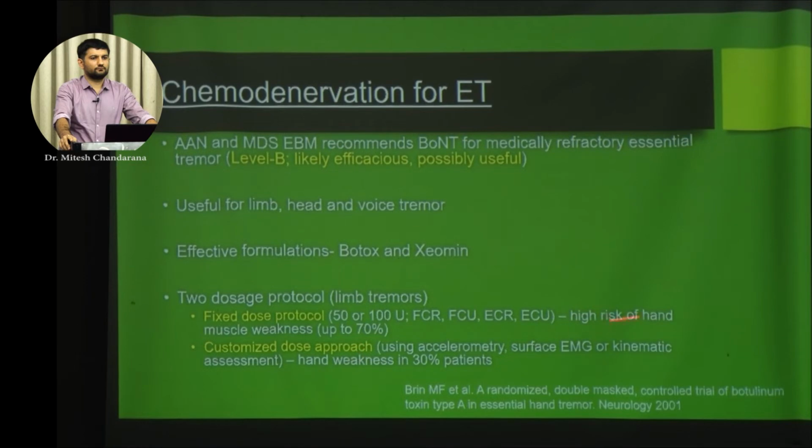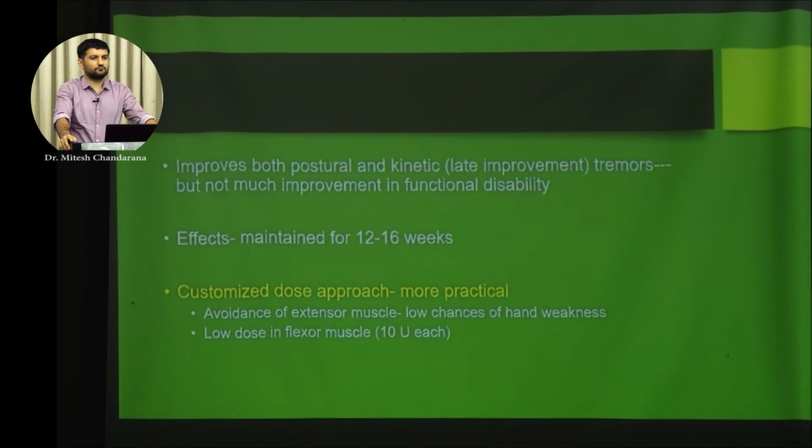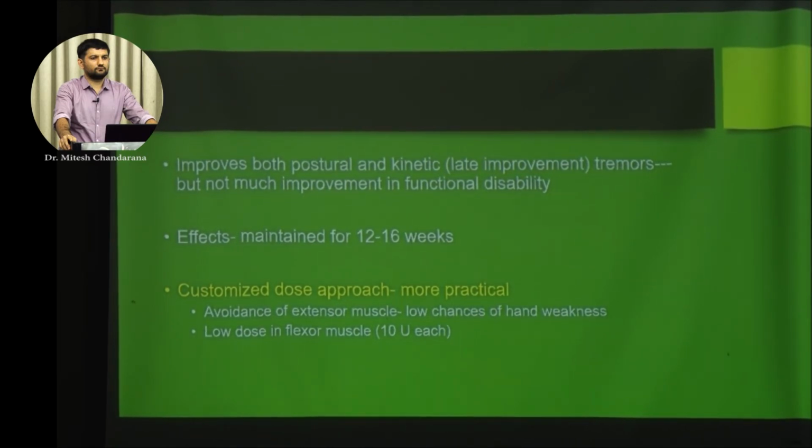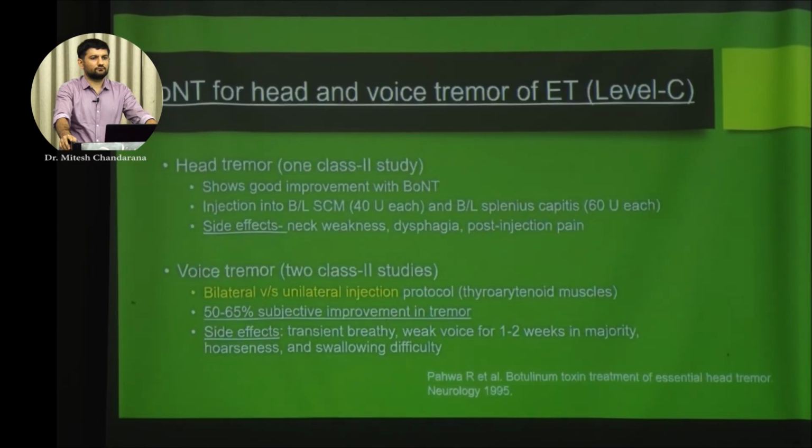Fixed dose protocol has high risk of hand weakness because of injecting extensor muscles of wrist. Otherwise, the customized dose approach uses accelerometry or surface EMG or kinematic assessment, and hand weakness chances are reduced. It improves both postural and kinetic tremor, but not much improvement in the functional disability. Effect is maintained over 12 to 16 weeks, and the customized approach is more practical because of avoidance of extensor muscles.